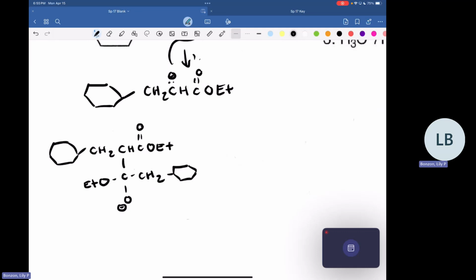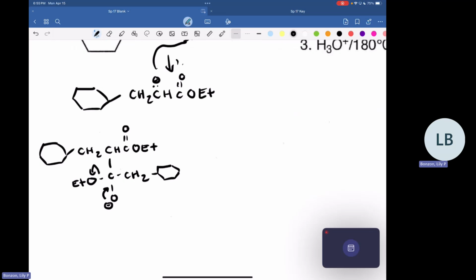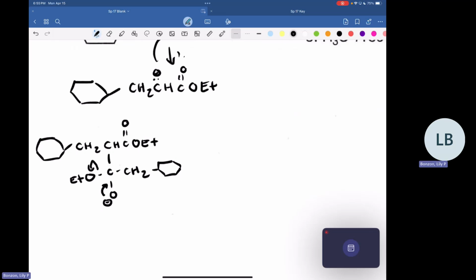And so the next step for this one, we've got this negative oxygen. What this negative oxygen is going to do is come back and form the carbonyl double bond. And then this EtO is going to be kicked out, since an O-alkyl group is a good leaving group. So this is like our condensation reaction.